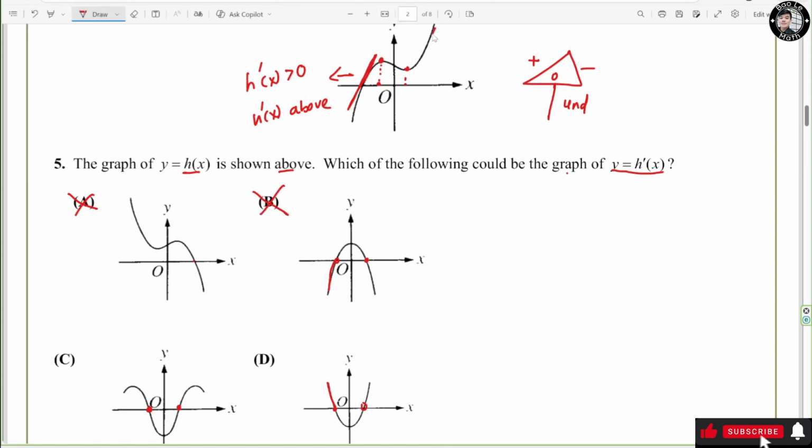Similarly, the slope of the tangent line of this one is positive, right? And then this one should be above the axis, so it could be above the axis right here, right? This one is still above. Now observe that this one is the cubic function, right? Derivative of the cubic function should be the quadratic function, right? So the first derivative graph of this function should be quadratic. The answer must be D.